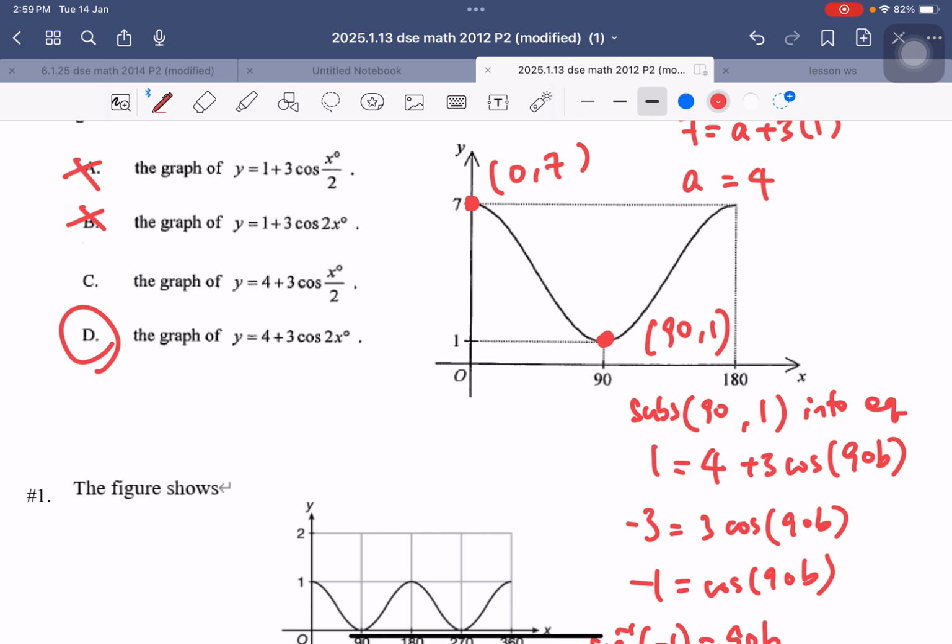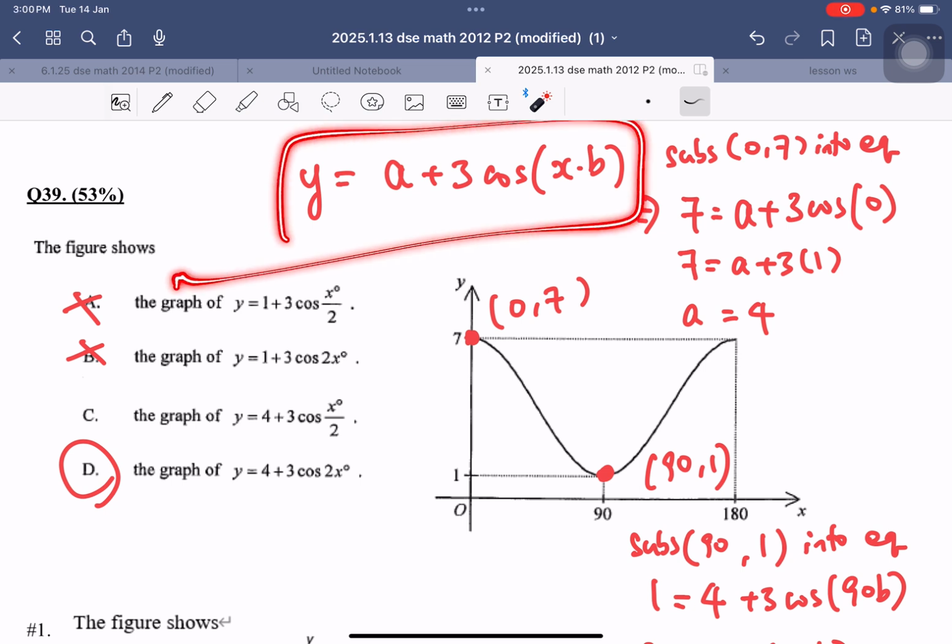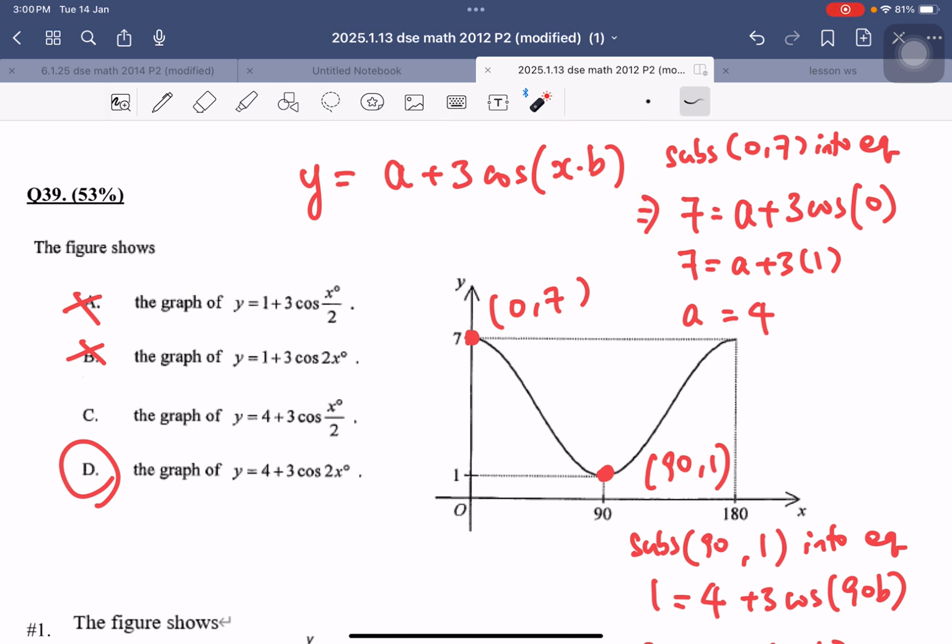Easy? What you have done here is find 2 points and then substitute into your equation. The only hard part is you need to write this equation by yourself. If you use the definition of a cosine graph, it's hard. But this time, you just find 2 points, substitute into the equation you make, and then solve for a and b. This question is only 53% correct, but still, you are the one to get it correct. Understand? Okay?